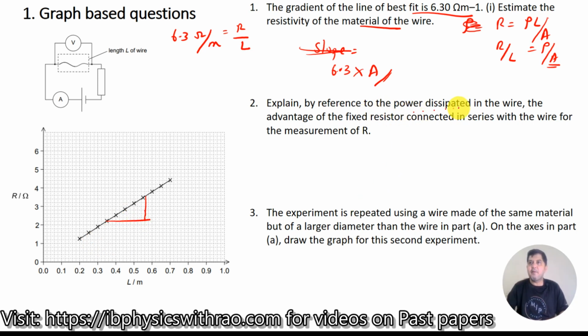Explain by reference to the power dissipated in the wire, the advantage of the fixed resistor connected in series with the wire for the measurement of power dissipated in the wire. How do I find the power dissipated in the wire? There's a current which passes like this. So you get the power dissipated in the wire to be equal to I squared multiplied by R. This is the power dissipated in the wire. The advantage of the fixed resistor connected in series with the wire for the measurement of R. What is the advantage of connecting this fixed resistor?